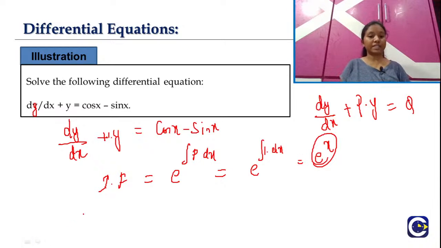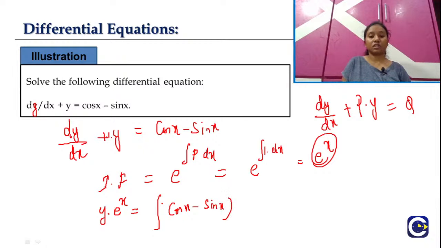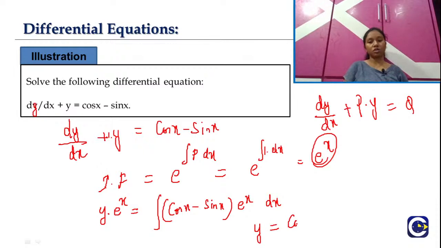Once we have the integrating factor, what will be the required solution? That is y into the integrating factor, e power x, is equal to the integration of q, that is cos x minus sin x, into the integrating factor. You can do the further integration. I am not going to solve it because we are already familiar with doing this. I'll just give you the final solution: y equals cos x plus c e power minus x.